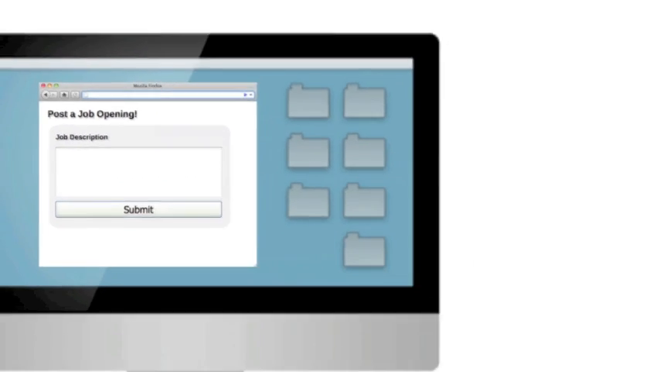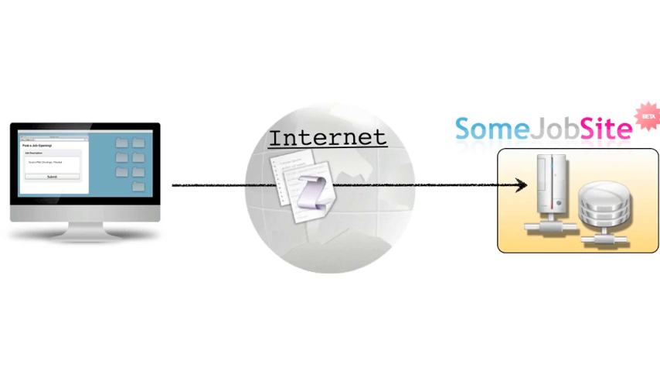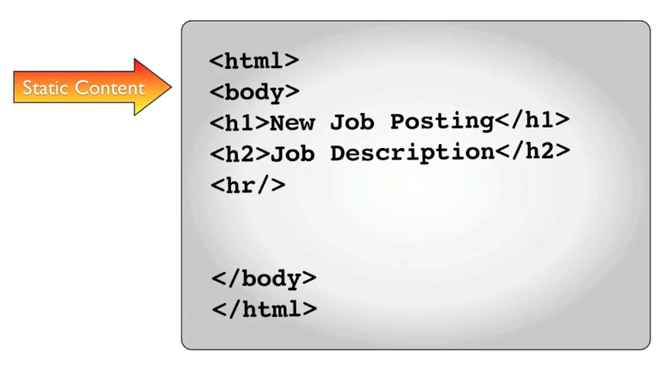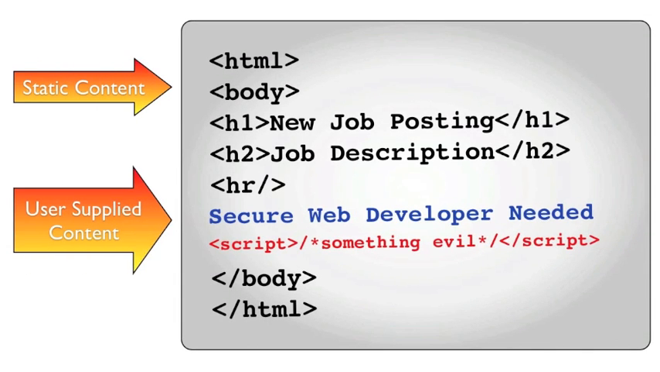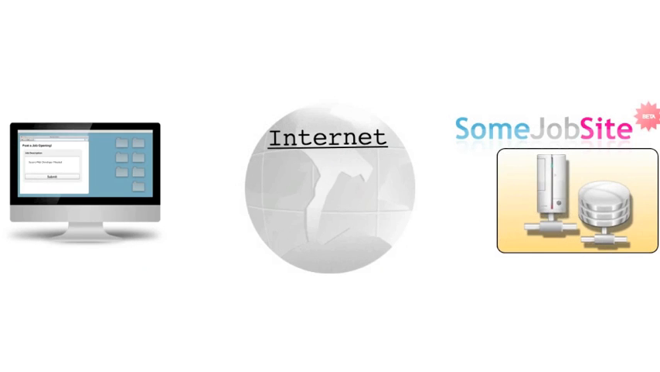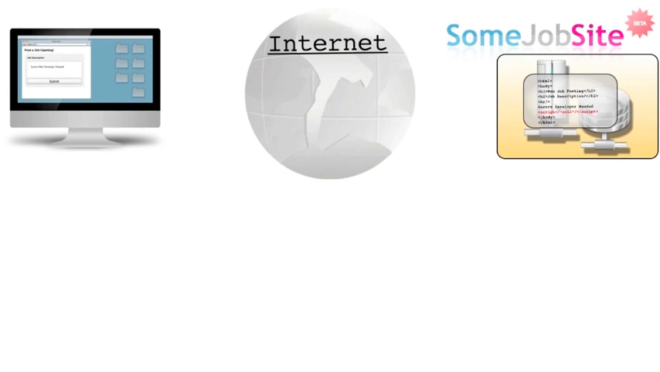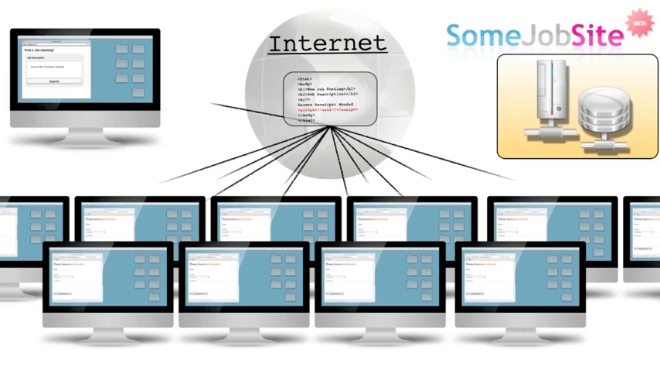The attacker hits submit, and the request is sent across the internet, where it is stored in the employment site's database. Just like before, the web application merges the legitimate static content with the user-supplied dynamic content. Only this time, the dynamic content contains some malicious JavaScript, which is the XSS attack. The two pieces are merged, and like before, the resulting response is sent to all visitors.